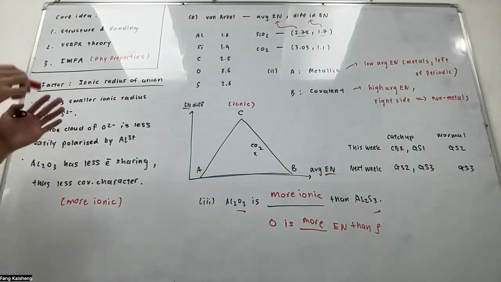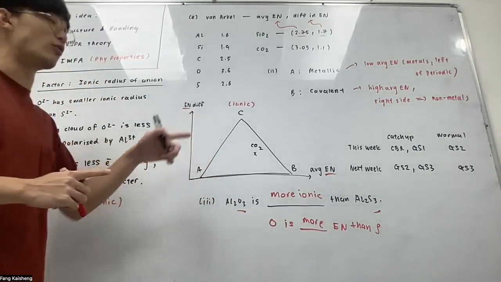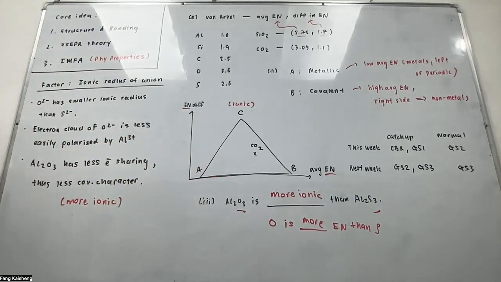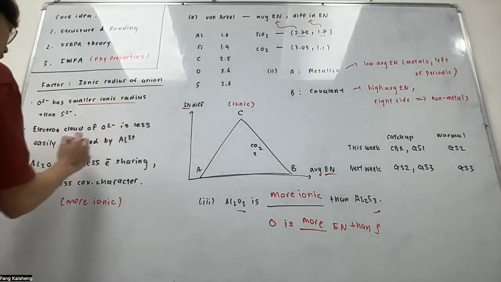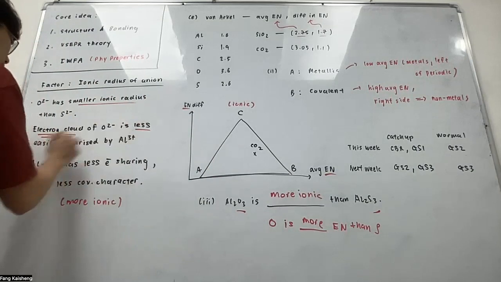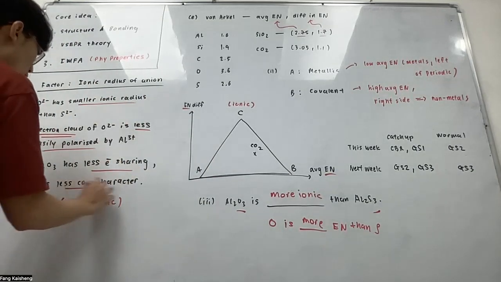Okay, but now to that, the wiser decision is to use a graph. It's faster. Okay, go ahead on the keywords. So smaller ionic radius, electron cloud gets less polarized. Okay, then less sharing, less covalent.